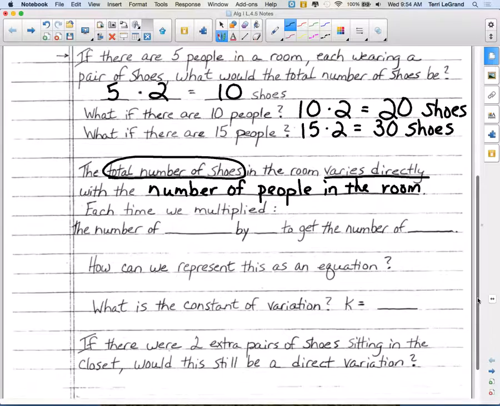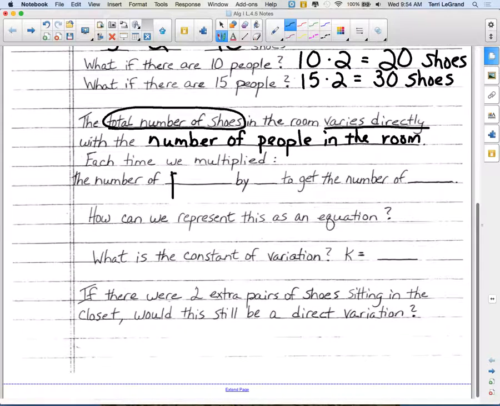Each time, this is what we did. We multiplied the number of people by 2 to get the number of shoes. The number of shoes vary directly with how many people are in the room. So the number of people got multiplied by 2. And in this case, what do you think the 2 is representing in the direct variation relationship, considering what we just talked about?